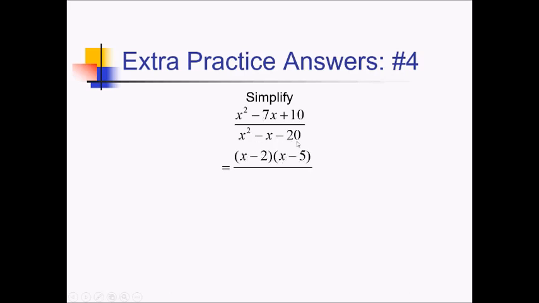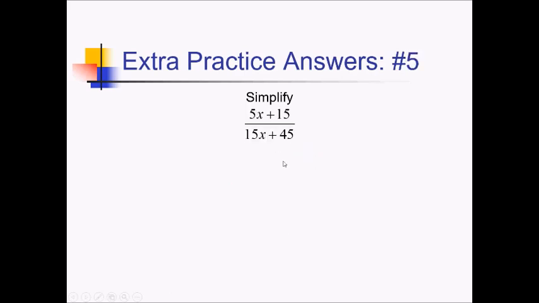Down here, we've got factors of negative 20 that add up to negative 1. So there's 1 and 20, 2 and 10, 4 and 5 works if you have positive 4 and negative 5. So x plus 4 and x minus 5, in whatever order you want to write them. And then we can cancel out these x minus 5's, leaving us with x minus 2 in the numerator and x plus 4 in the denominator.